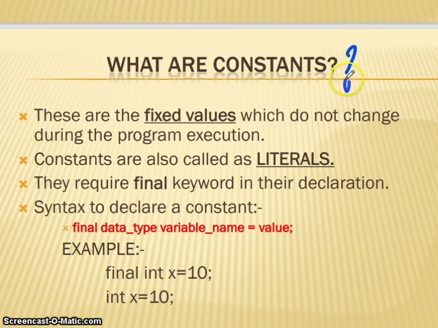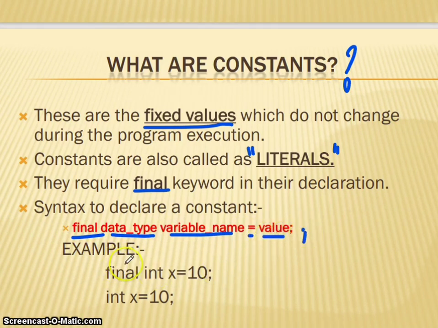What are constants? These are fixed values which do not change during the execution of the program. Constants are also known as literals. They require a keyword, that is the final keyword, in the declaration. The syntax to declare a constant is: final data type variable name is equal to value semicolon.